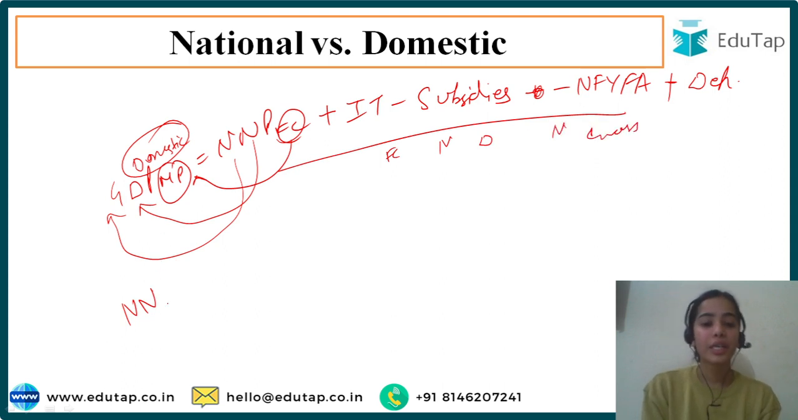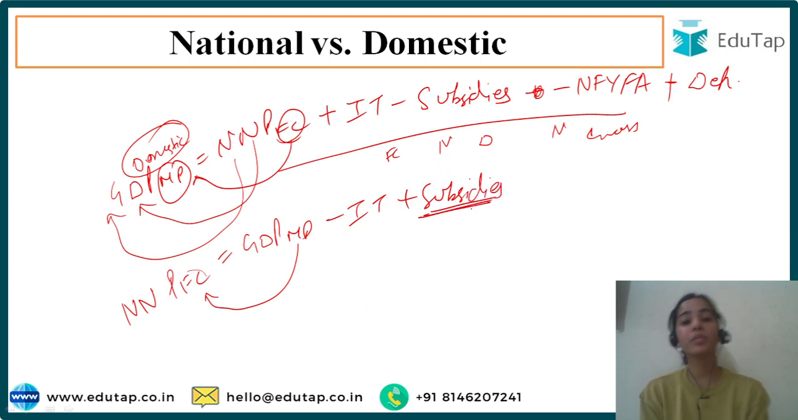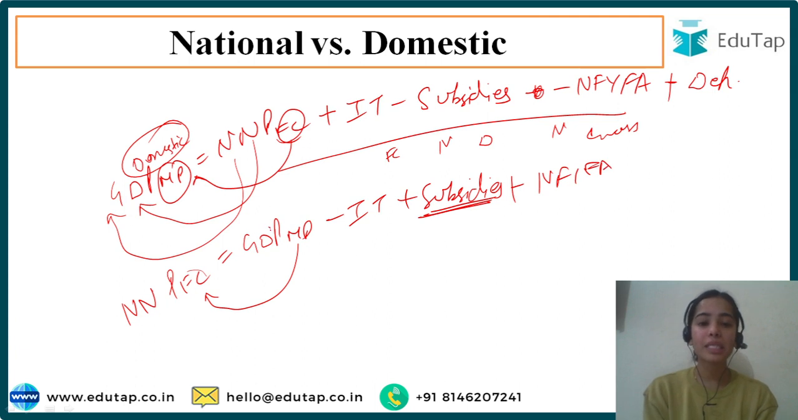Okay, now NNP FC. If we want to convert GDP MP into NNP FC, MP to FC, we subtract the indirect taxes because indirect taxes are not the earning of the factors. We add the subsidies, the production subsidies, because the government subsidies are going to the factors of production. Then we add the net factor income from abroad because in the domestic, the factor income from abroad is not taken.